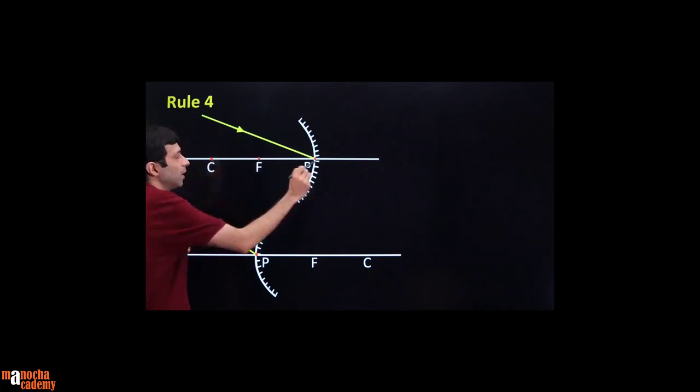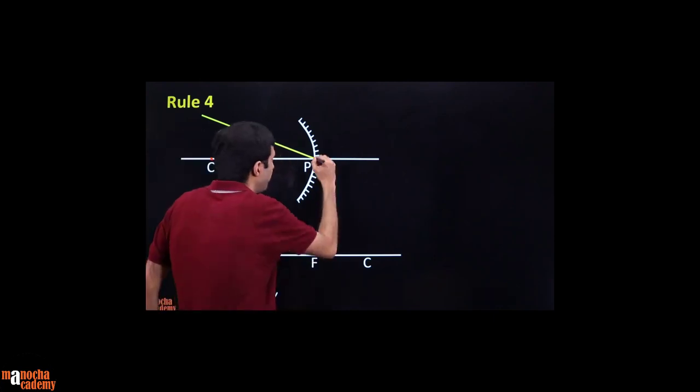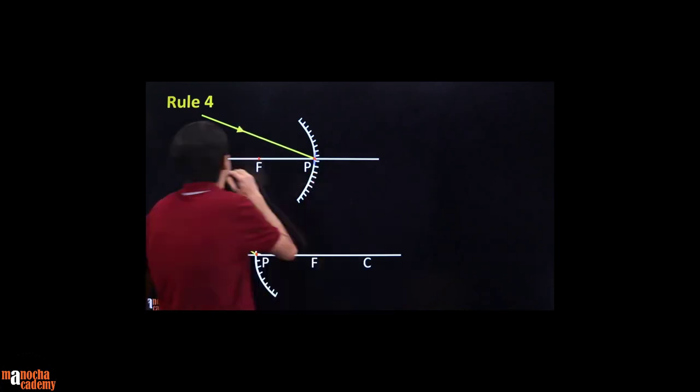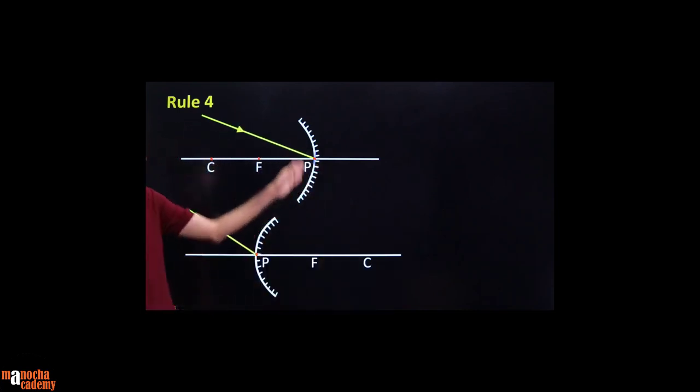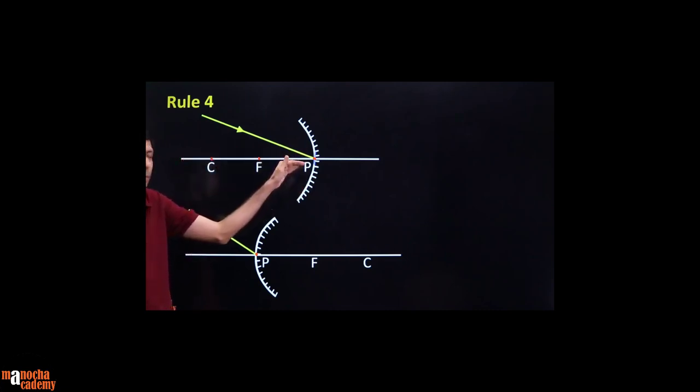So the line joining the pole and the center is our radius. That is going to be perpendicular to this tangential mirror here. Do you agree? So this radius is going to be perpendicular to this tangent of the mirror here. So this radius is acting like the normal.